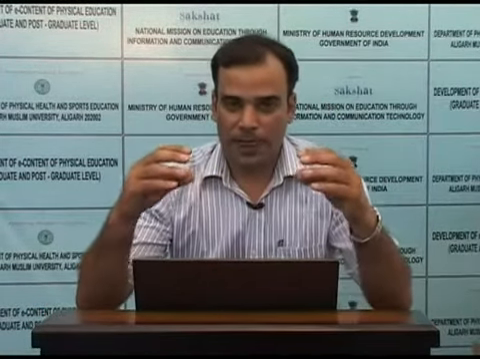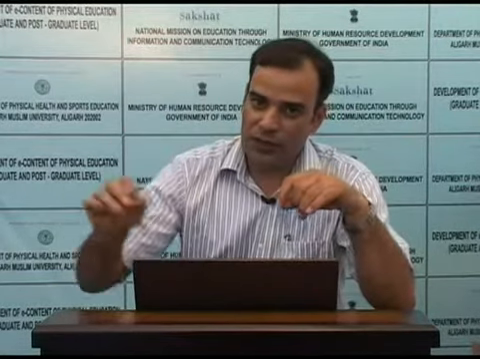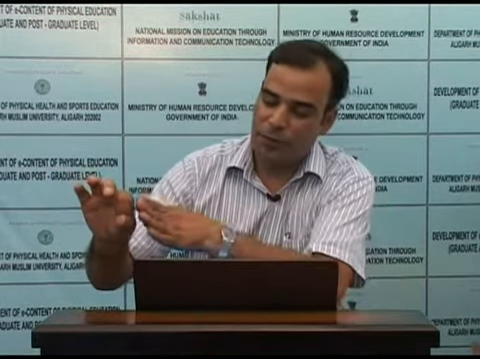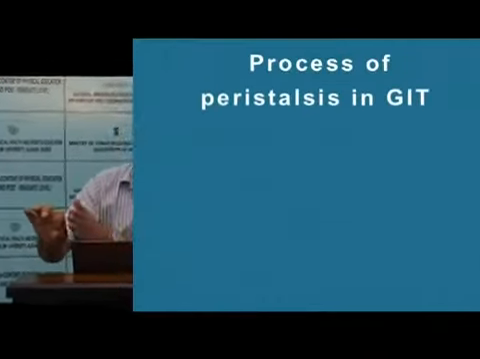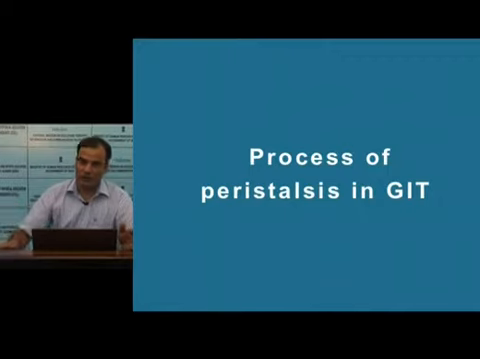What happens if you consider a soft tube and you form a ring around it with your finger and then push this finger forward? Whatever be the content inside this soft tube will move forward. At the same time, the portion of the tube behind this constriction will be relaxed. So in peristalsis, there is a wave of contraction followed by the wave of relaxation. Also, this contractile ring is formed, which moves forward and also takes the content forward.